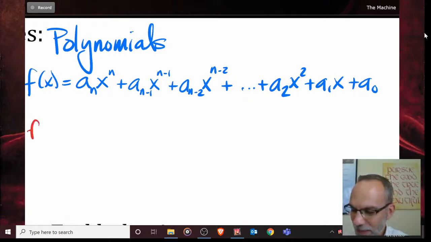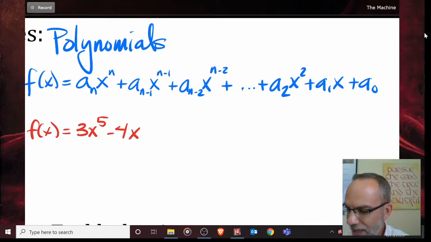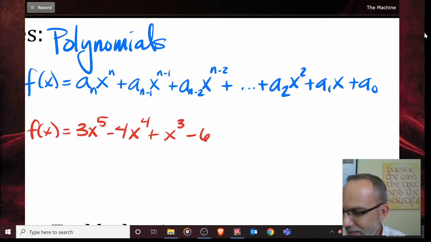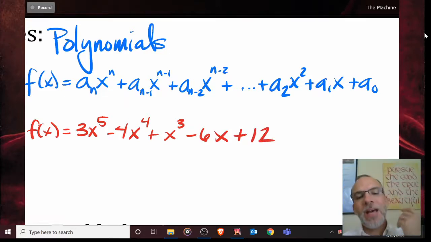How about f of x is equal to 3x to the 5th minus 4x to the 4th plus x cubed minus 6x plus 12. And now let me just ask some important questions. What is a sub 4?